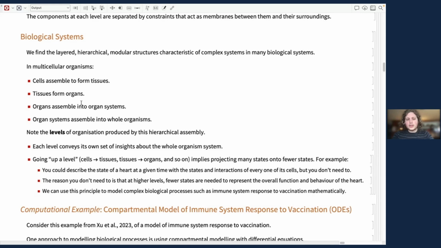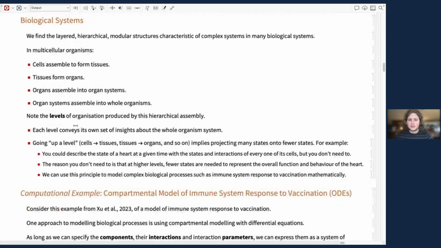So you could think, for example, when you describe the state of a heart at a given time, you could describe it with the states and interactions of every one of its cells, but you don't have to do that. The reason you don't have to is that at higher levels, fewer states are needed to represent the overall function and the behavior of the heart. So we can use this principle in fact when we're modeling complex biological processes like immune system response to vaccination mathematically. And this is the next example that I'm going to demonstrate.